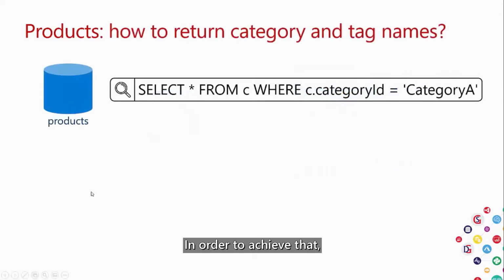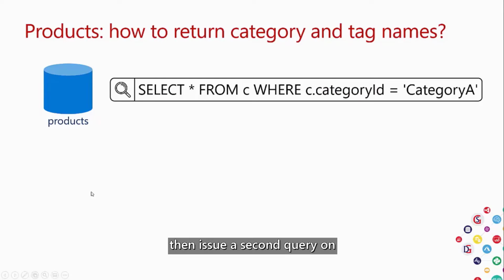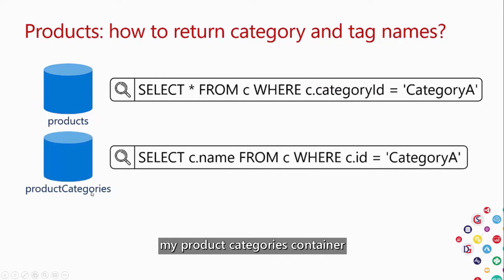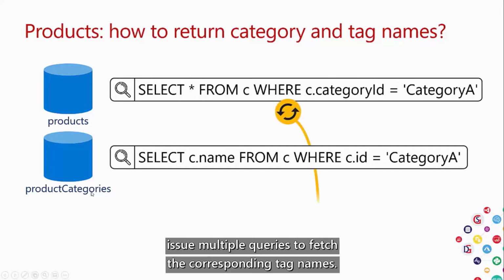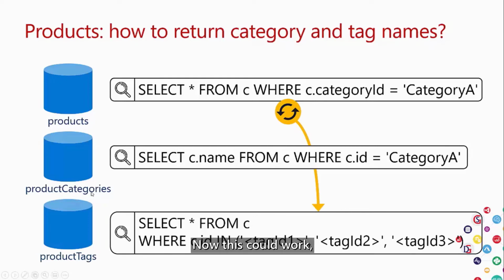In order to achieve that, I would need to first run my query that I defined on products, then issue a second query on my product categories container to retrieve the name of the category, and then for each product returned, issue multiple queries to fetch the corresponding tag names. Now, this could work, but it's not very scalable, and you may be asking yourself, well, hey, why not just use joins?